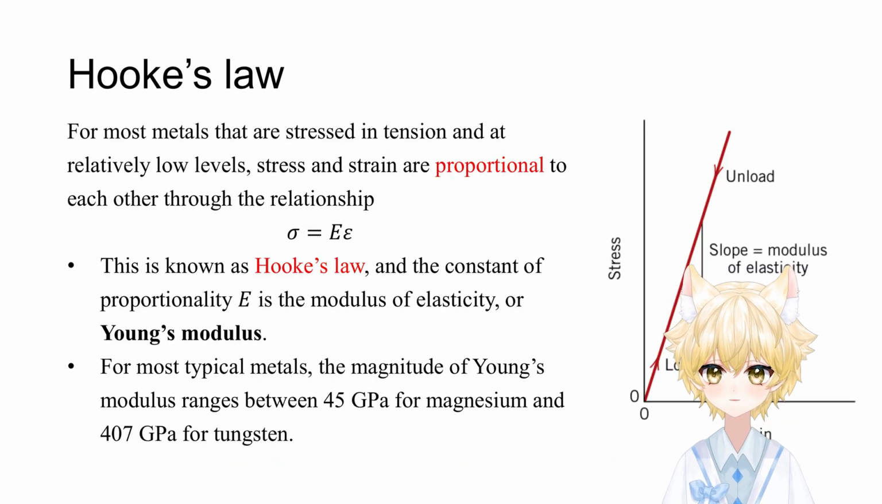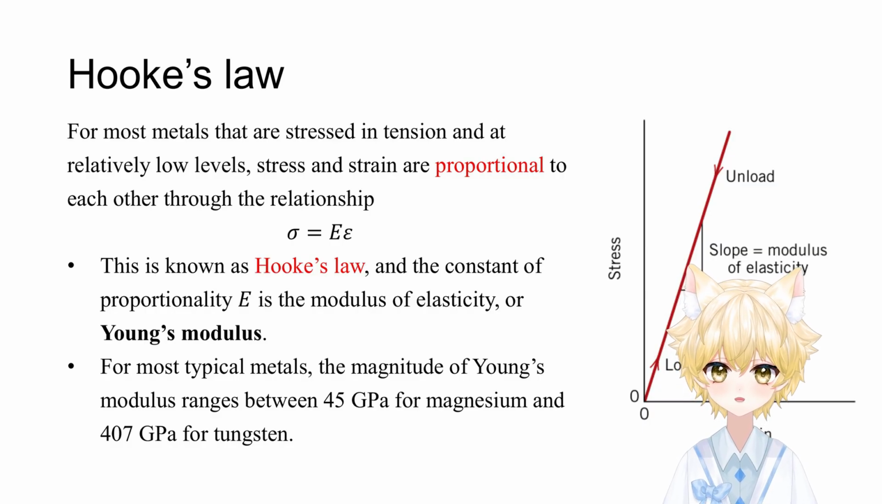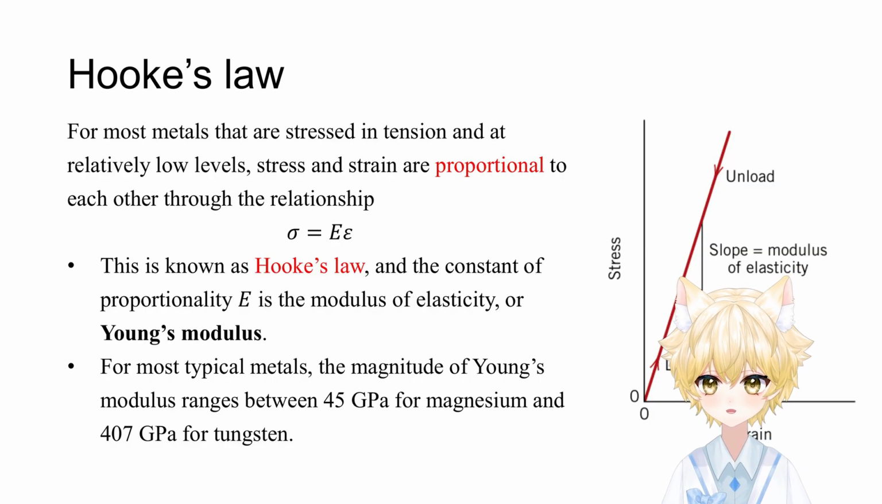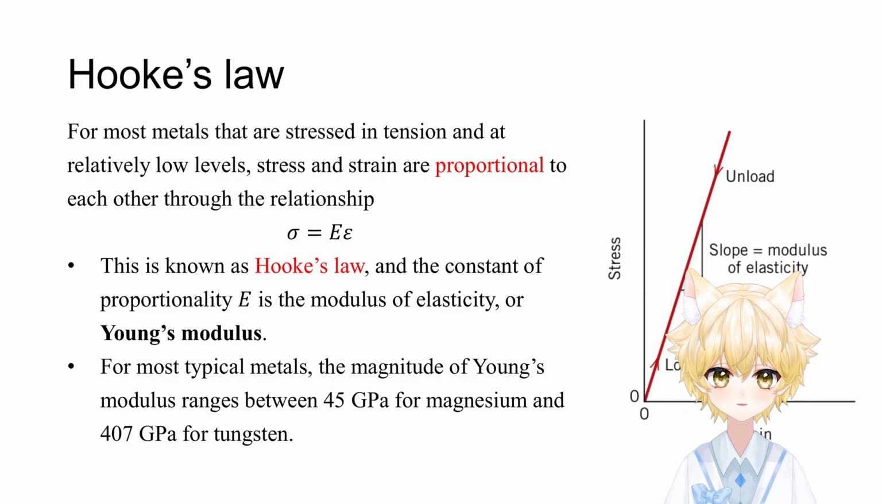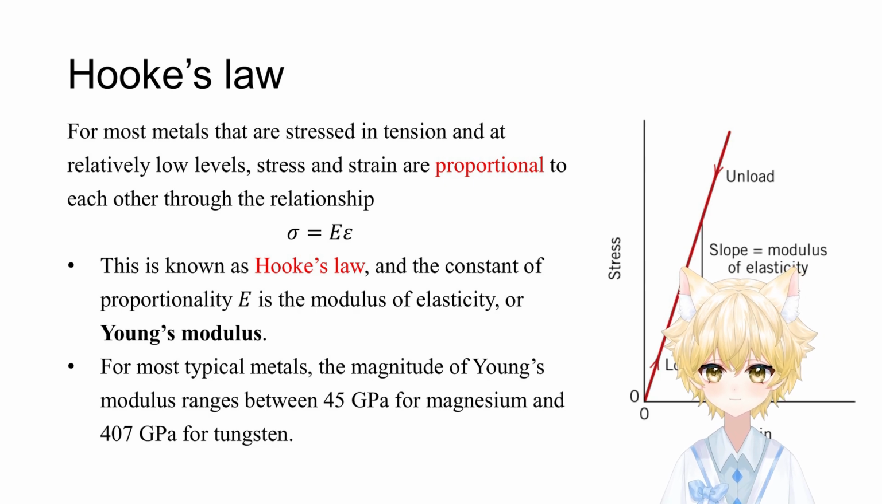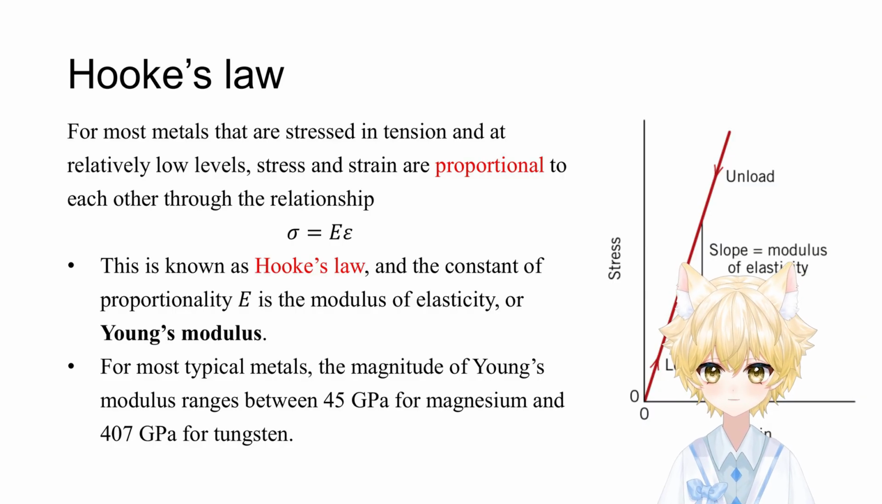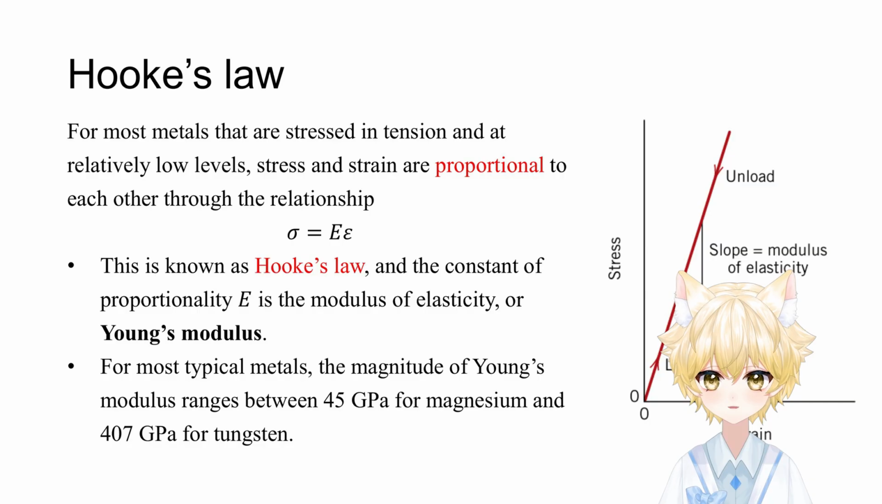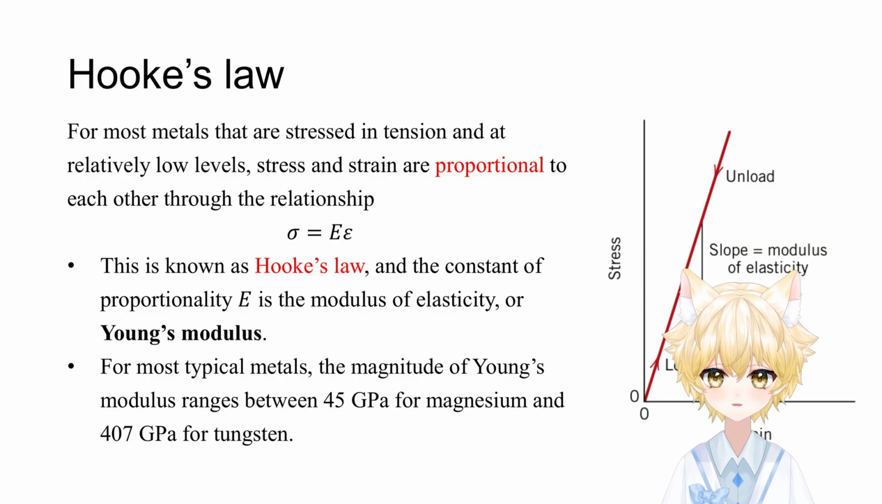The degree to which a structure deforms or strains depends on the magnitude of an imposed stress. Hooke's law describes the relationship between engineering stress and engineering strain for elastic deformation. For most metals that are stressed in tension and at relatively low levels, stress and strain are proportional to each other, and the coefficient is called Young's modulus.